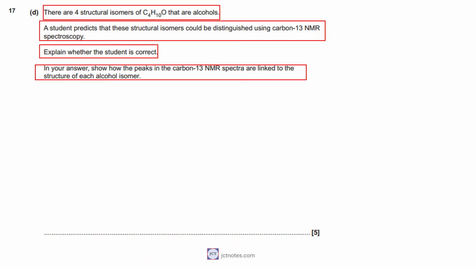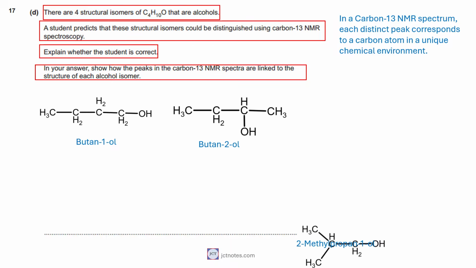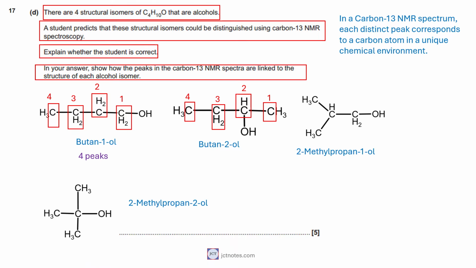of each alcohol isomer. In a carbon-13 NMR spectrum, each distinct peak corresponds to a carbon atom in a unique chemical environment. The 4 possible isomer alcohols are butan-1-ol, butan-2-ol, 2-methylpropan-1-ol and 2-methylpropan-2-ol. In the case of butan-1-ol, we have 4 carbons with 4 different environments, therefore, we have 4 peaks. In the case of butan-2-ol, we also have 4 carbons with 4 different environments, giving also 4 peaks.